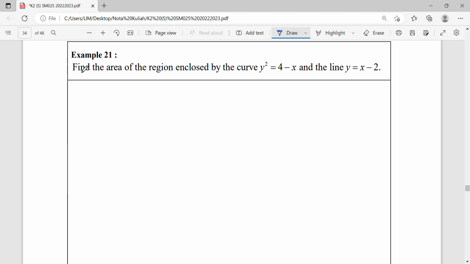So for this question, find the area of the region enclosed by y squared equals 4 minus x and the line. So this is a linear graph, y equals x minus 2. You can see the y-intercept is negative 2, and the gradient is positive, so this graph is going up. Intercept at negative 2, then this graph is going up. Linear.